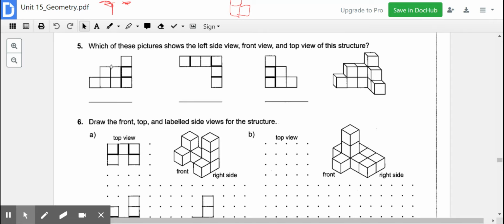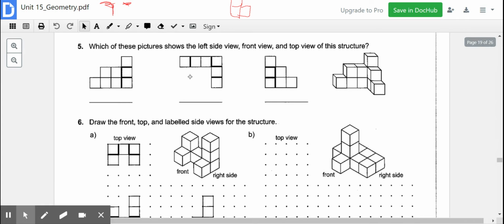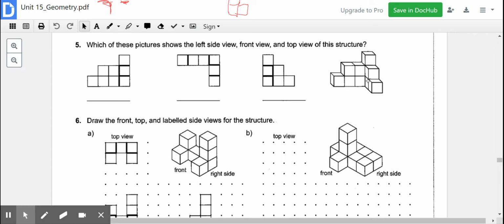Question 5. Which of these pictures shows the left side view, front view, and top view of the structure? So they've given me 3 different views here. All of these are matching to this shape here, but I have to decide which is left, front, and top, and then I just label them here. Go ahead and do number 5 on your own.